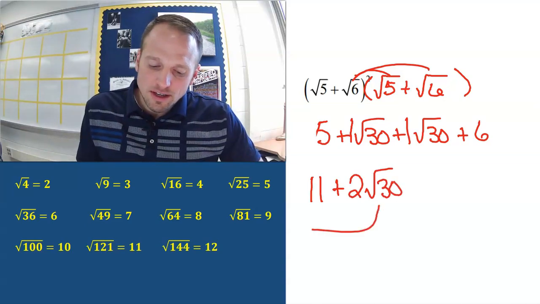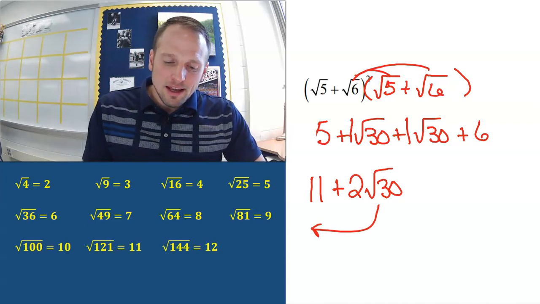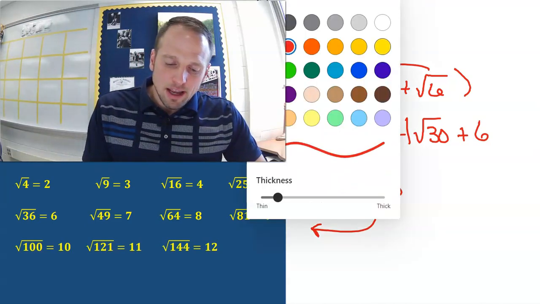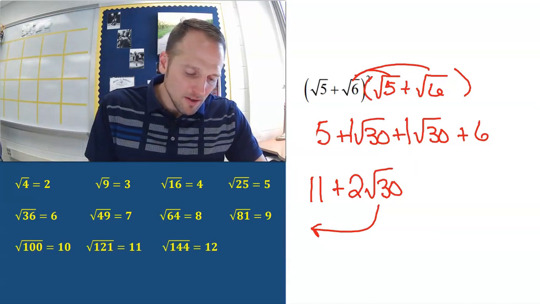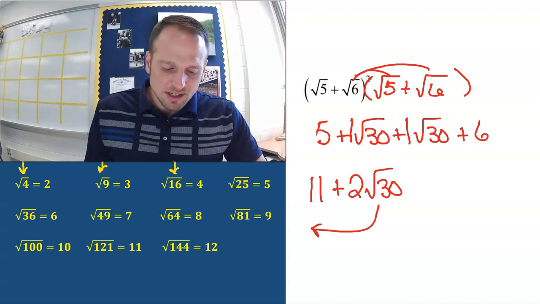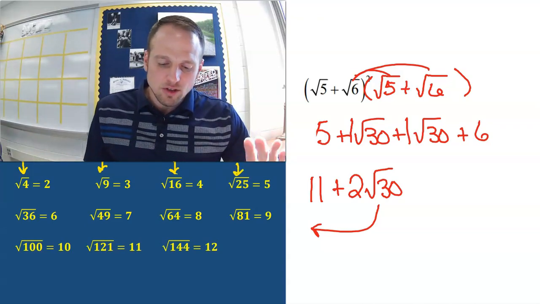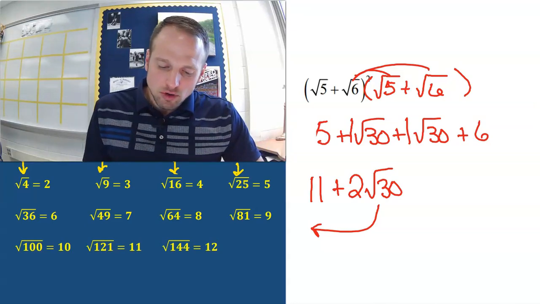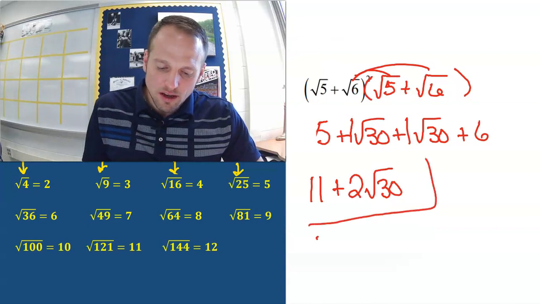It's always a good idea to check that square root back here. Can I divide it by any of these perfect squares? Any of the numbers there? 4, 36, 100, 9, 49, 121, 16, 64, 25, 81. Nah, I can't. So this is just right where our answer is going to stay.